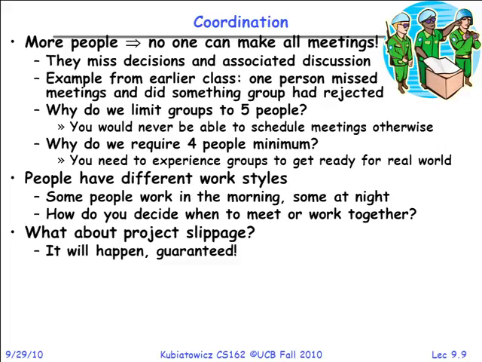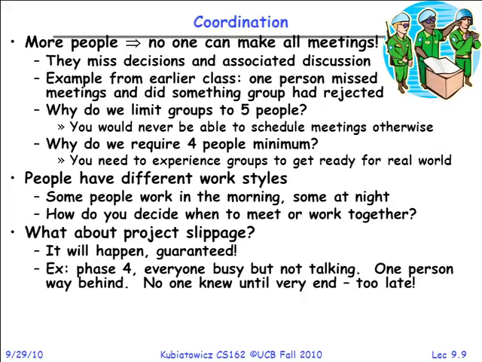What about project slippage? Okay, it's going to happen. You're going to think we're going to get something done tomorrow, and it turns out it's not ready yet. Then what? Like phase 4: everybody busy not talking, one person way behind, nobody knew till the very end. Too late. What's the answer to this? Other than killing everybody in your group. What? Start earlier, and what else?